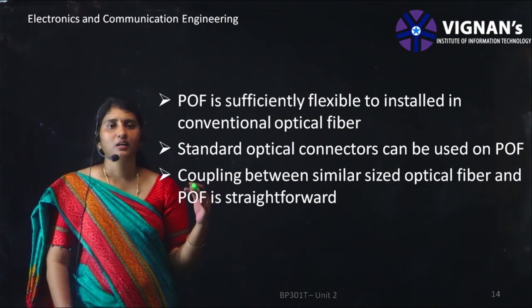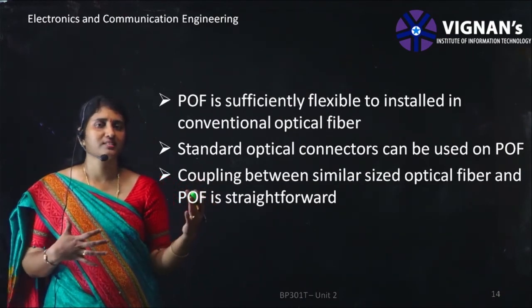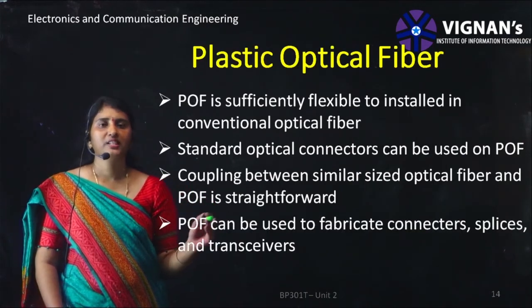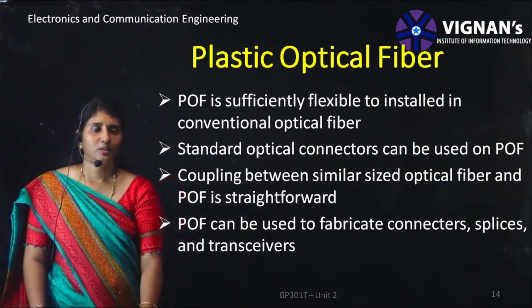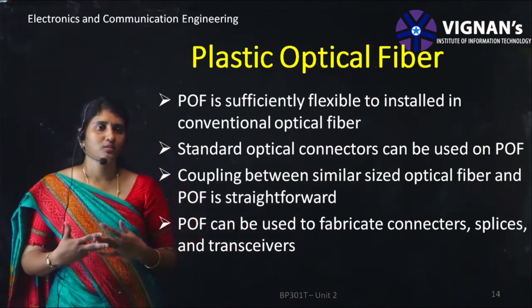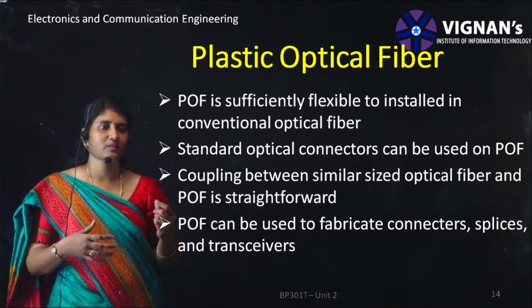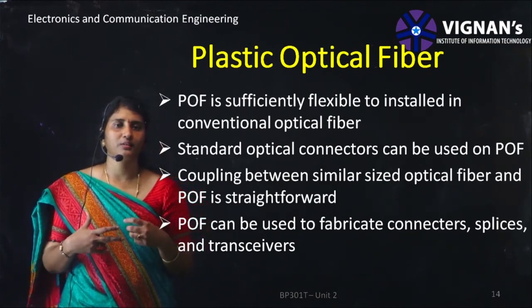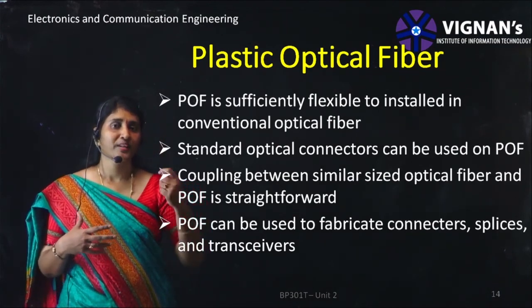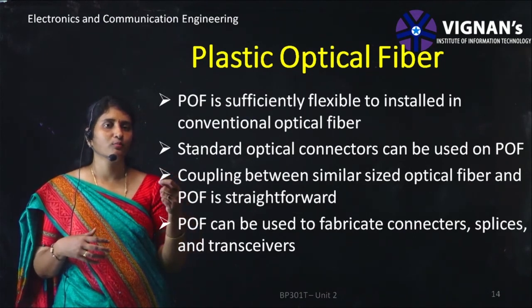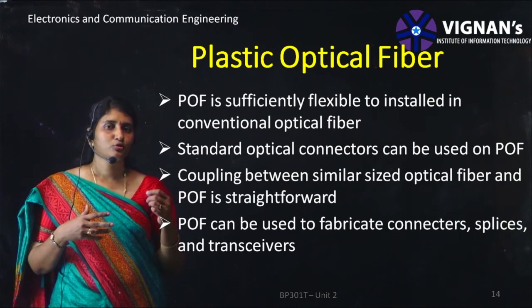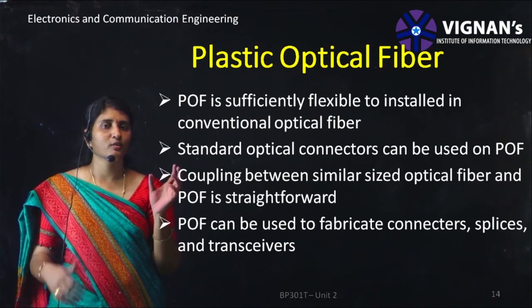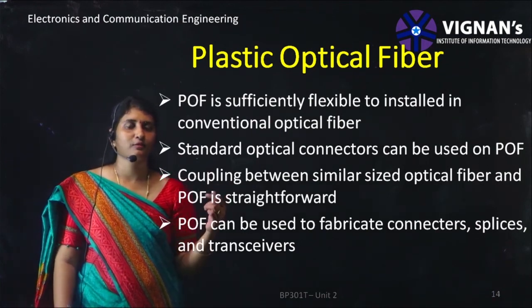For the coupling, if the core sizes of both the fibers are the same, then they will be easily compatible. These plastic optical fibers can be used not only for fiber preparation, they can also be used for connector preparation. Maybe in the coming units you will see the different types of connectors we will be using. In the connector also we will have a small amount of fiber in order to join two fibers. So for that small part preparation we can use the plastic optical fibers because of their compatibility. This is the main advantage of plastic optical fibers.